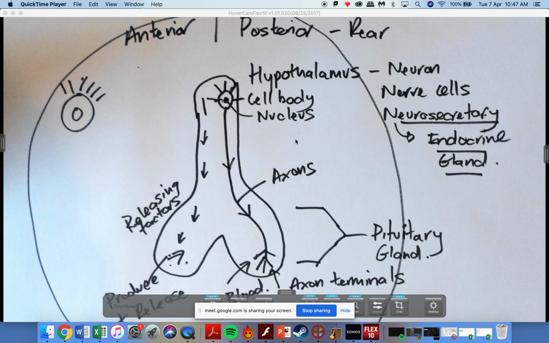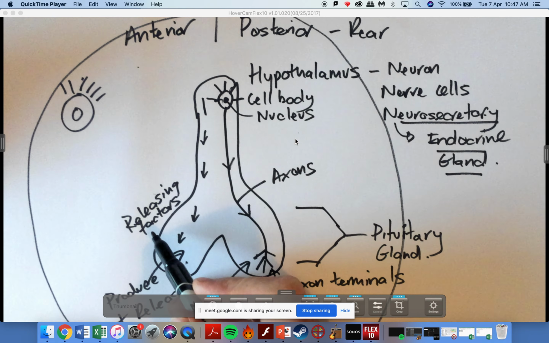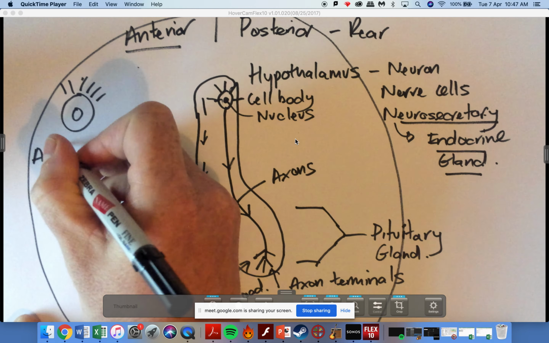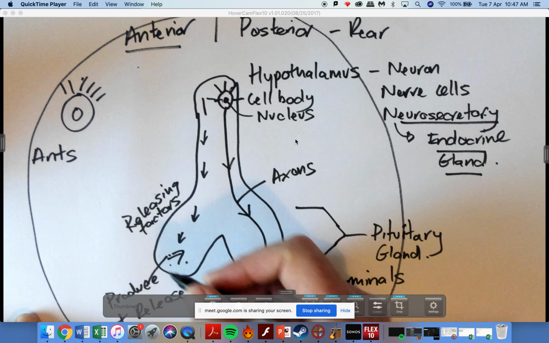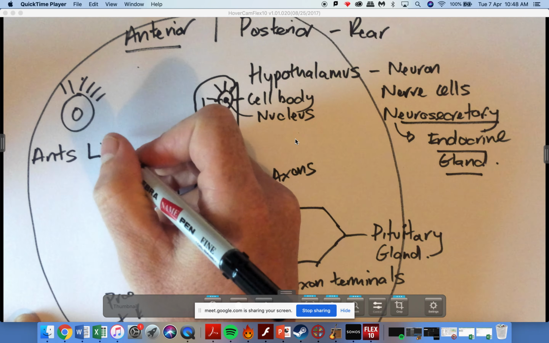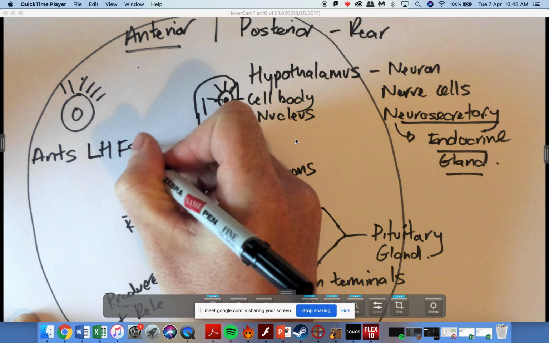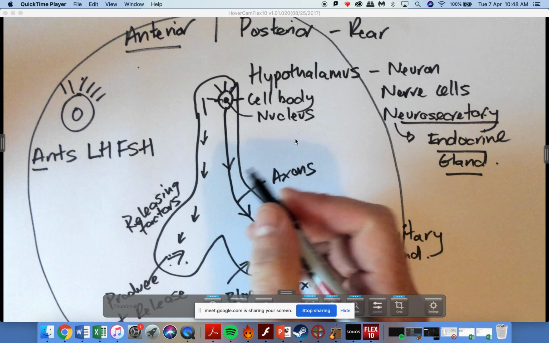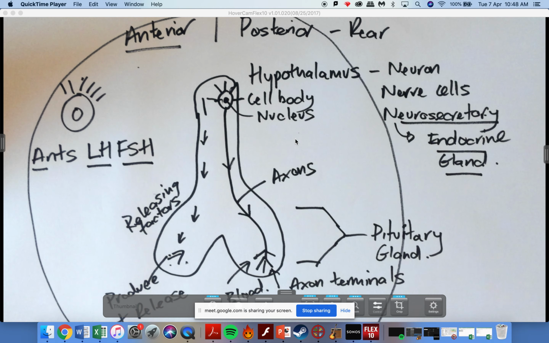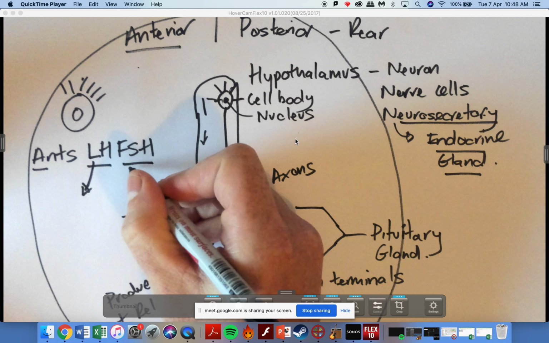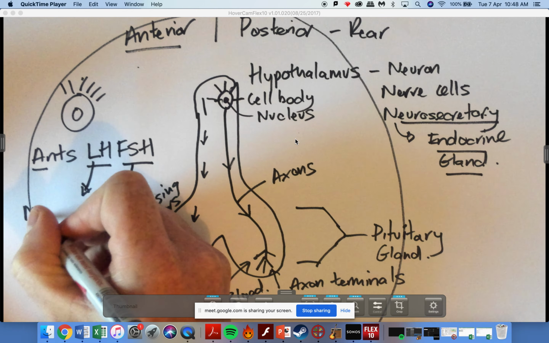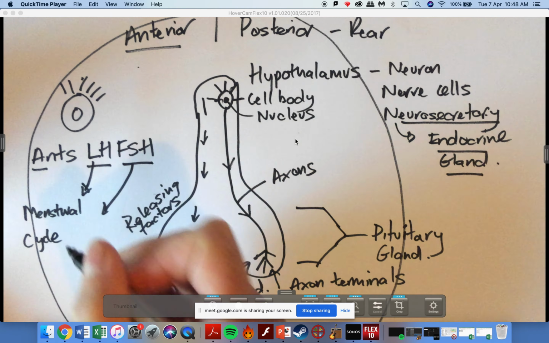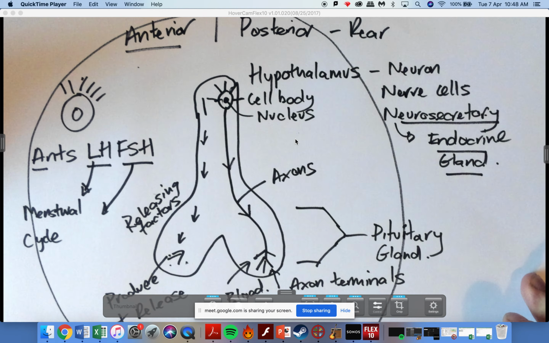Okay, so let's think about a way, I think we did mention it last time, but I'm going to go over it again. So a way of remembering these hormones, the anterior, so ants for anterior, love fish. Ants love fish means that the anterior releases LH and FSH. Now, LH and FSH, they are both menstrual cycle hormones. So they're involved in regulating the menstrual cycle.